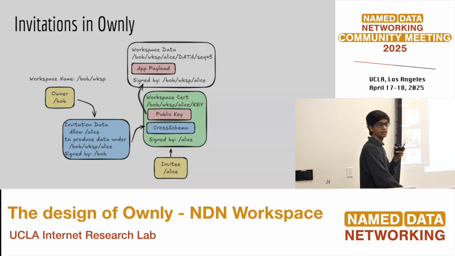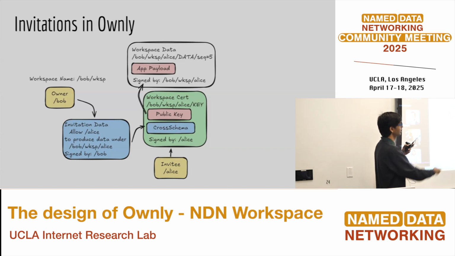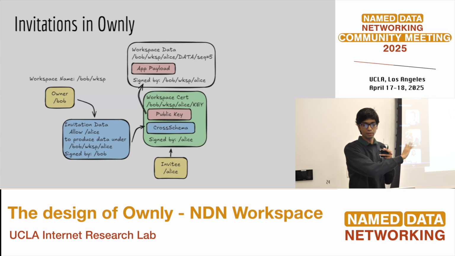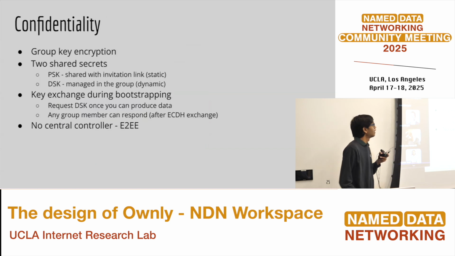And so together, when you get the white data that Alice produced, you first trace it back to Alice's workspace certificate, and then you use both of these pieces together to verify that Alice is allowed to produce a certificate. And then that in turn is signed by Alice's identity key. So that completes the verification chain for a third person who is verifying this data.